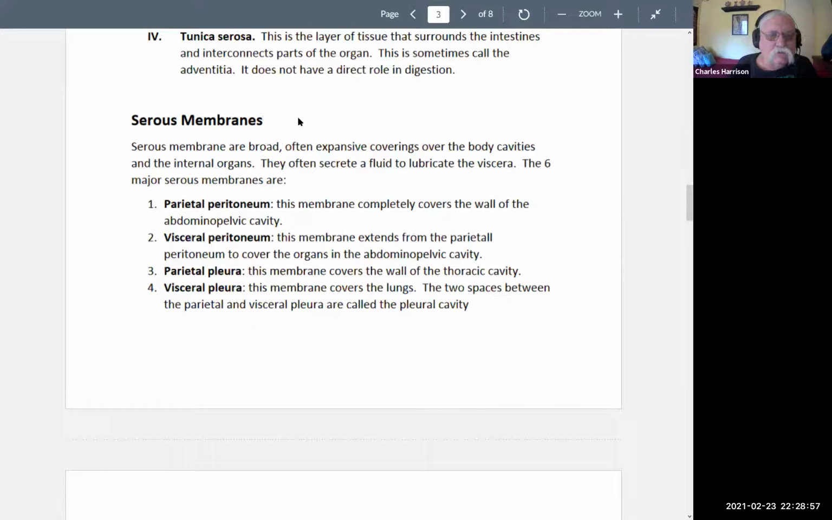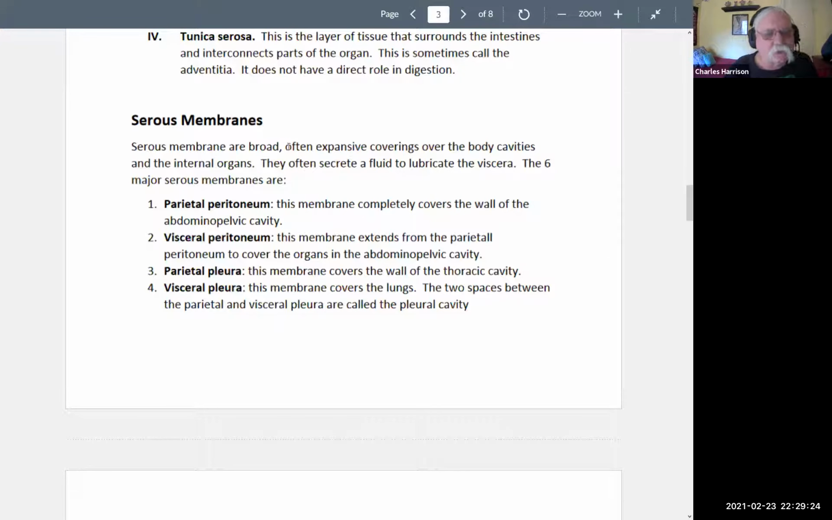We have reached a part called the serous membranes here. These are usually broad, fairly expansive coverings over the body cavities and the internal organs. They secrete fluids to help lubricate things, and there are plenty of these, but the 6 major serous membranes I have listed here.